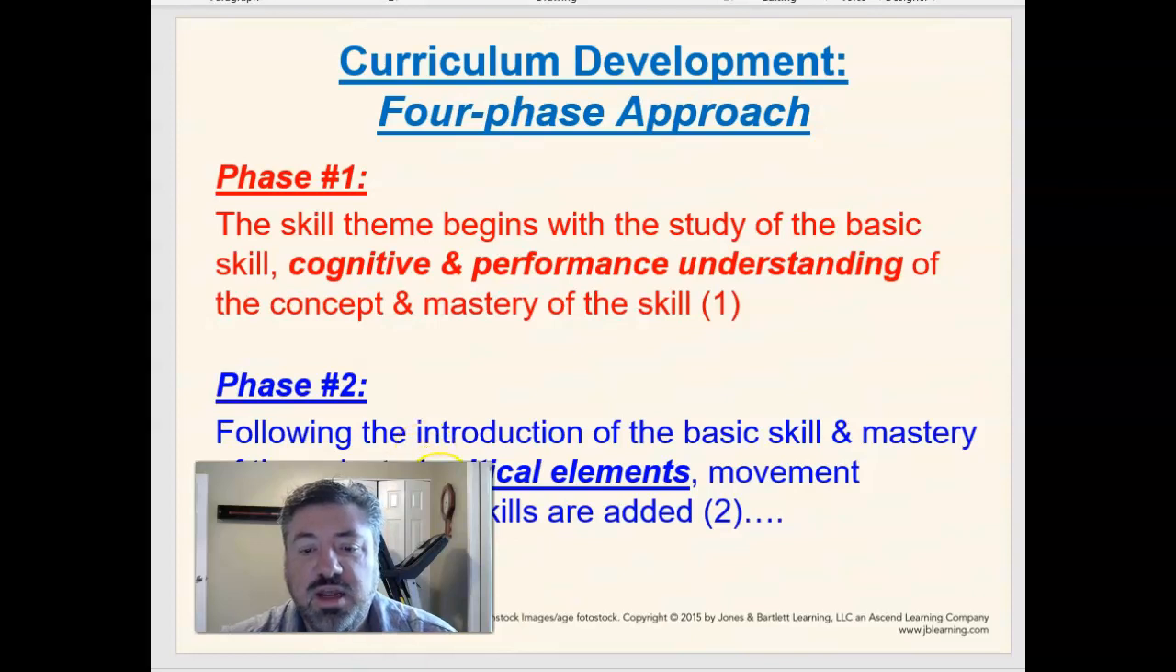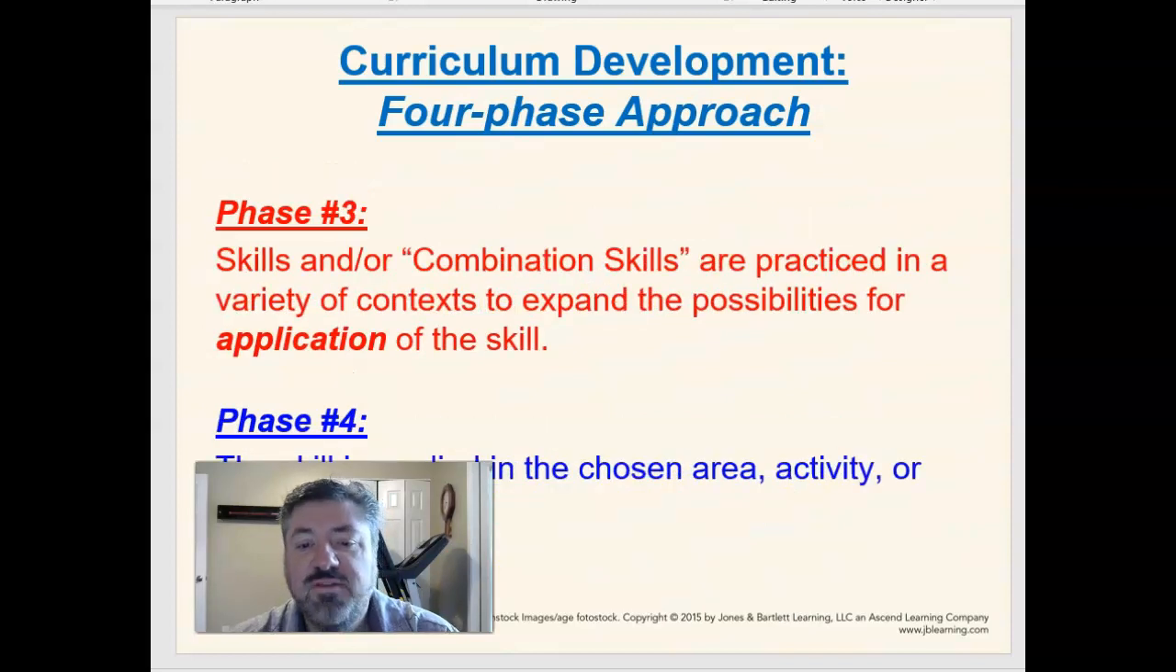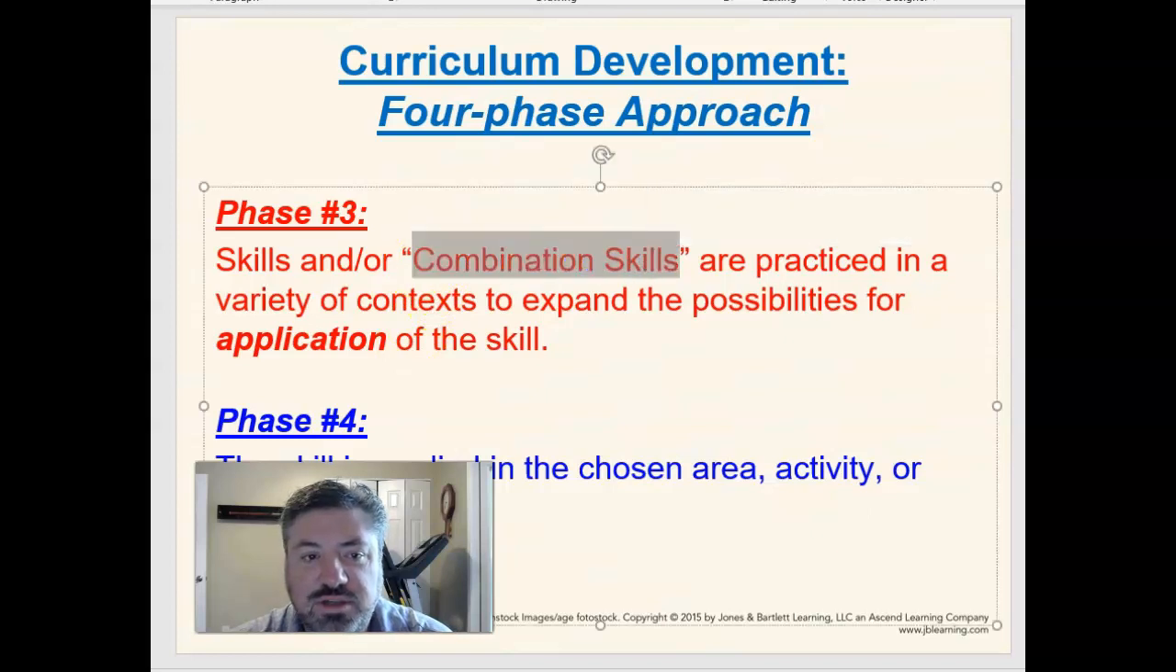So we want to teach that. And as we teach skills, you always want to start with the stance. Then you want to teach where you should end, the follow-through. And then you'll start teaching in the middle. You'll start teaching the preparatory phase and the action phase. All right? So show people the stance, show people where they should end, the follow-through, and then you'll work on developing the movement patterns in the middle. All right? Phase number 3 in the 4-phase approach. This is where we use skills and/or combination skills to practice the skill in a variety of contexts to expand the possibilities for applications of the skill.